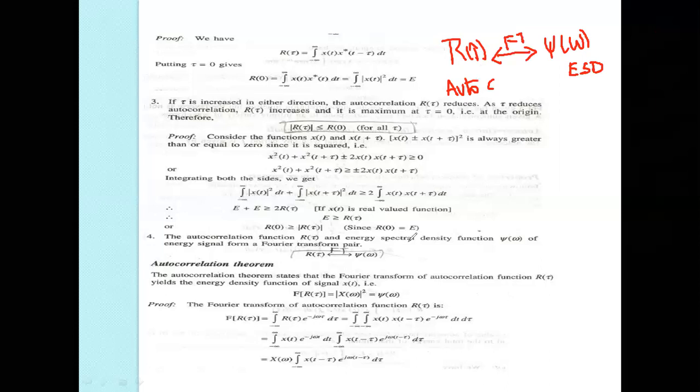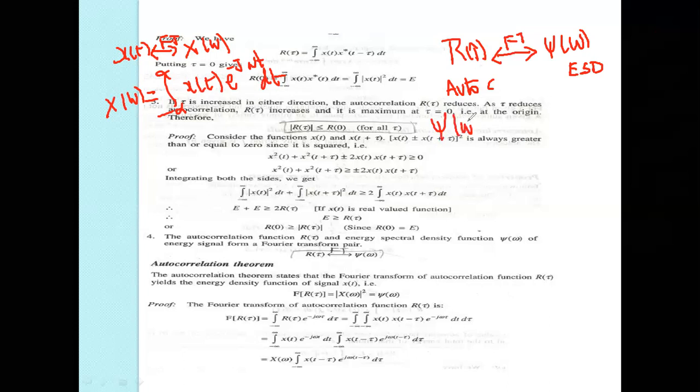Okay. Now you can prove this. What is a pair here? This is an x of t signal. You know the Fourier transformation means x of t as the input signal. Applying the Fourier transformation, you get X of omega. The definition says X of omega is equal to the integral from minus infinity to infinity of x of t e power minus j omega t dt. Now x of t is R of tau and X of omega is psi of omega.